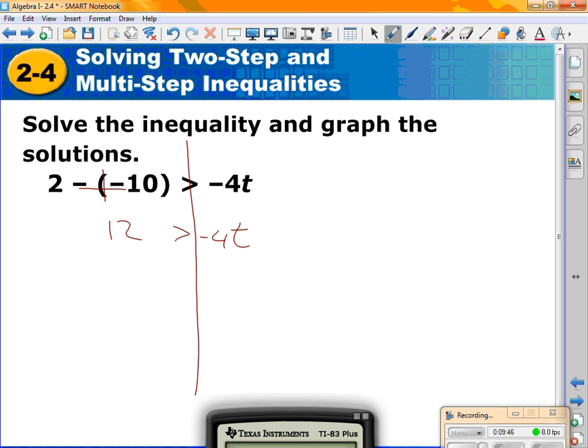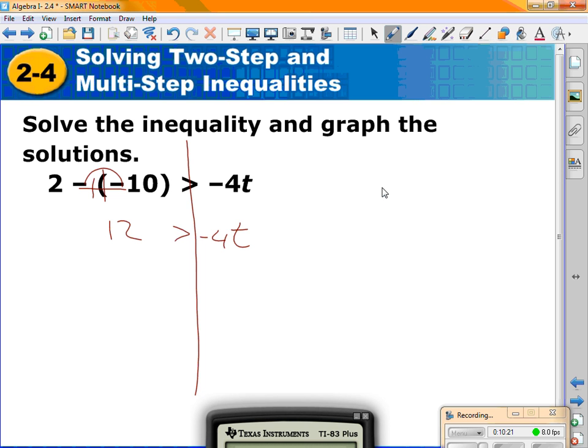This one's not distributed, don't worry. If there was a problem, I would distribute. This negative is like a negative 1. It's distributing into this negative 10. That's why a negative negative makes a positive. It's a negative 1 times a negative 10, which makes the positive 10. But I see too many people try to move things when it's not necessary.